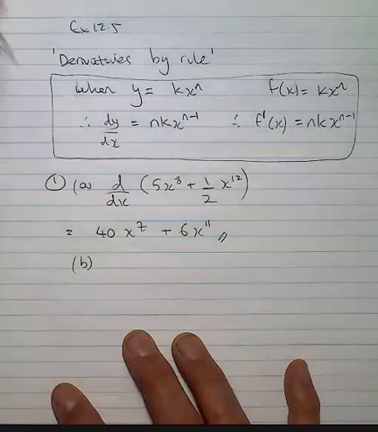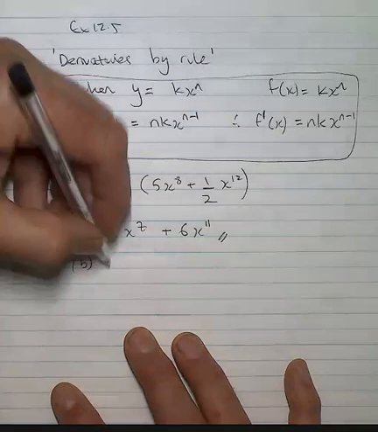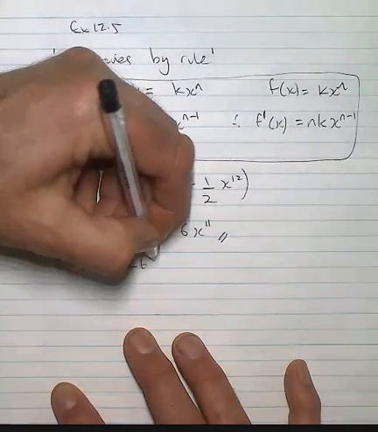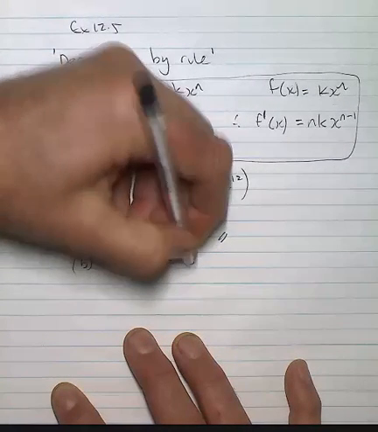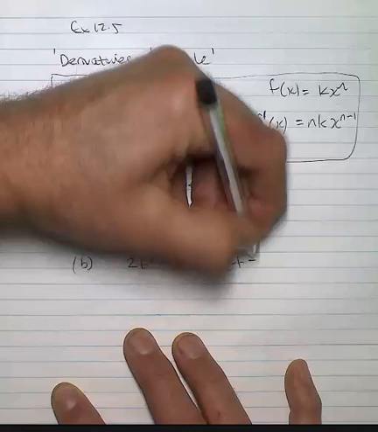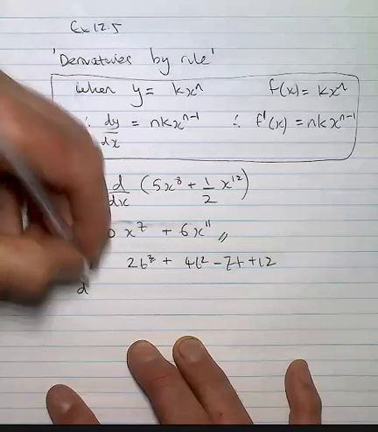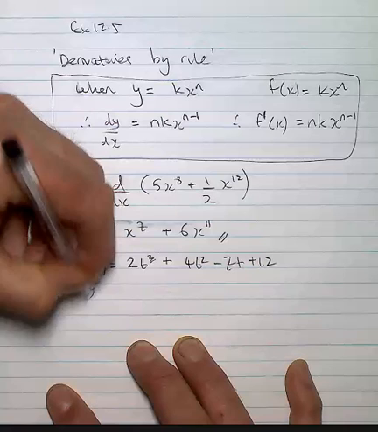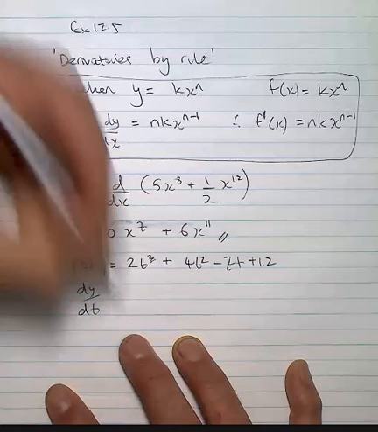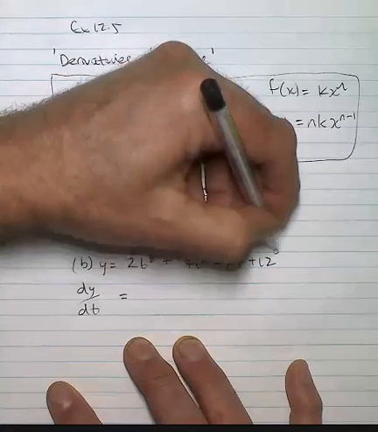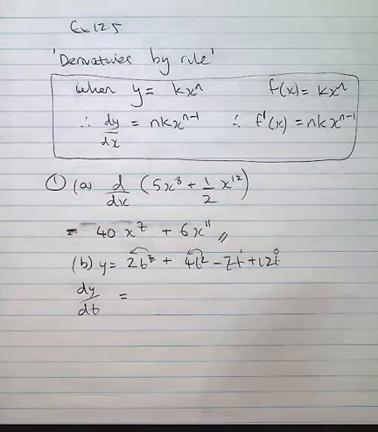In B, I'm asked to differentiate that phrase with respect to t. So I've got 2t cubed plus 4t squared minus 7t plus 12. So dy, I've called dy, over dt, multiplying through by the power. Now, if there's no power, that's t to the 0, it becomes 0.